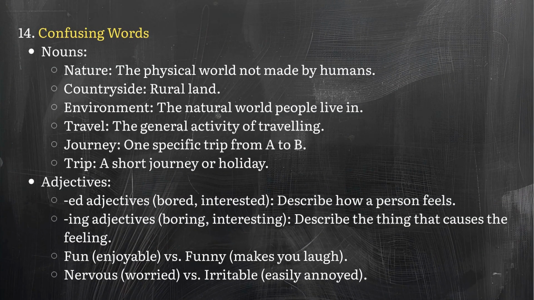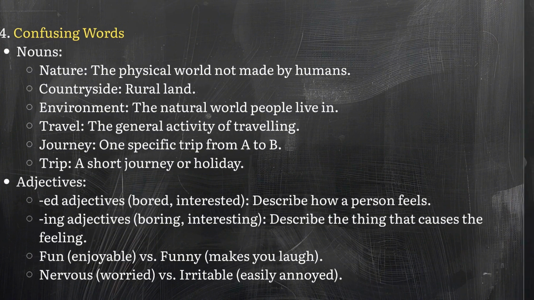Some words are easily confused. Nature refers to the physical world not made by humans. The countryside is rural land. The environment is the natural world we live in. Travel is the general activity of moving. A journey is one specific trip from place to place. And a trip is often a short journey or a holiday.